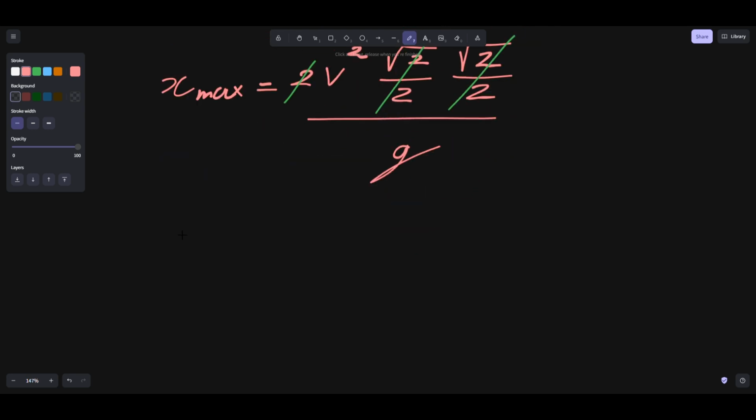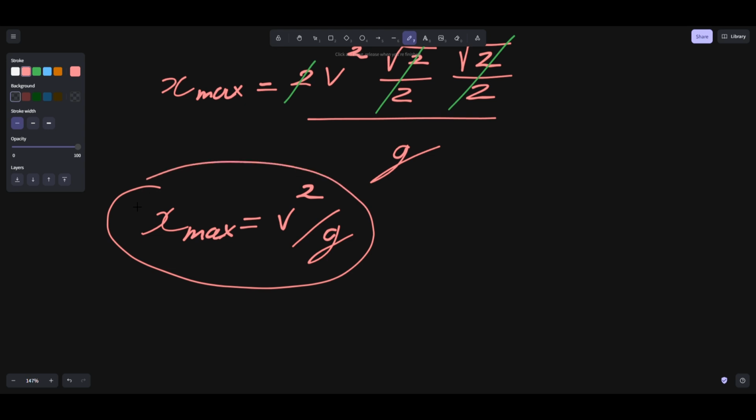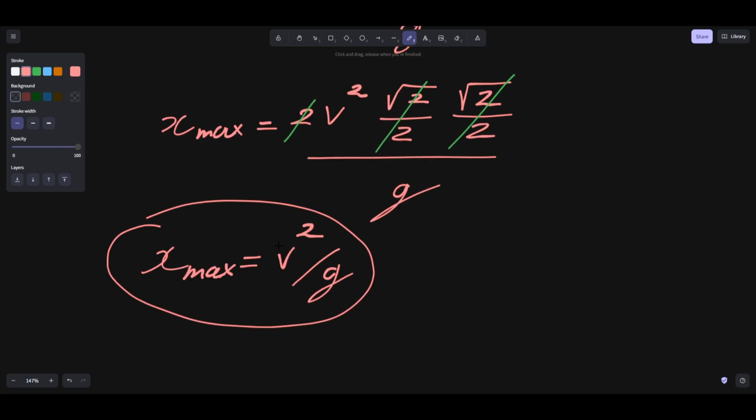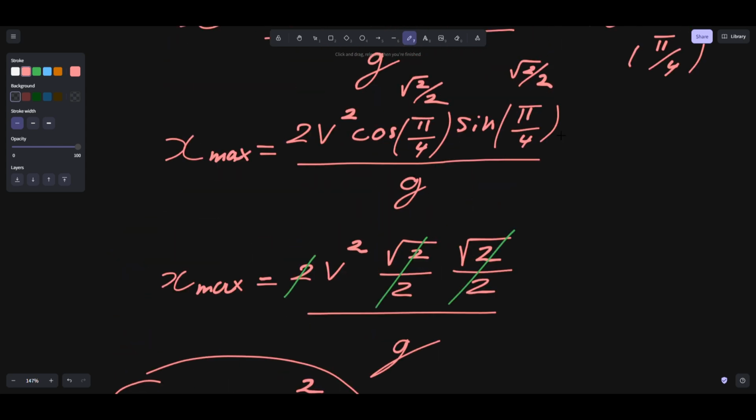And the result will be the maximum value of x equals v squared divided by g. And so this is the equation that you can use to determine the range of a projectile, and it's maximized when we set the angle at 45 degrees.